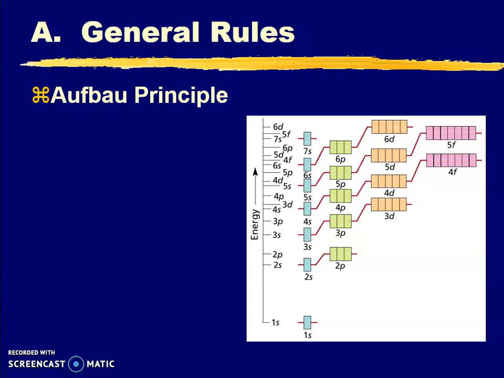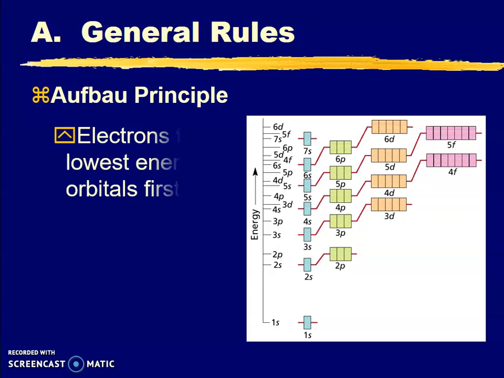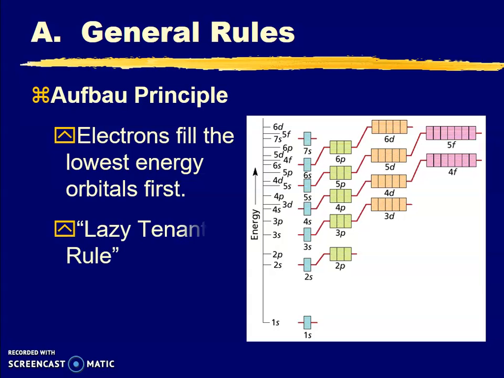Okay, the next is called the Aufbau Principle, and this is that electrons fill the lowest energy orbitals first. Okay, lowest energy comes first because as you work your way up, it requires more energy. And so think about this as they're lazy. Okay, the electrons are lazy, so they want to have the least amount of energy possible. Okay, it's also kind of called the lazy tenant rule, right?